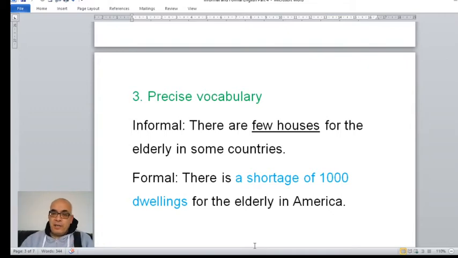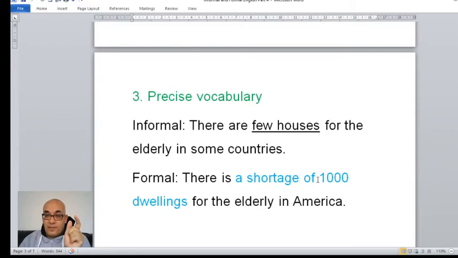It's not precise. But if I say there is a shortage of 1,000 dwellings for the elderly in America, this is now formal English. Number one, I say a shortage. Shortage means few. But I also tell you how many.